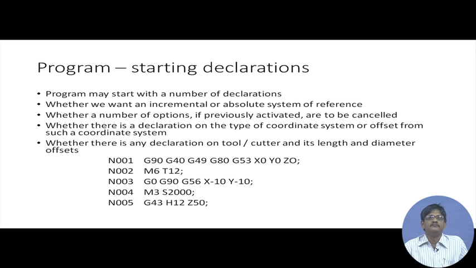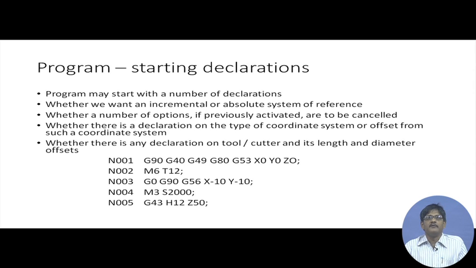G53 is a coordinate system option command, that is, you are asking for a definite coordinate system. That means you might be opting for work coordinate system declaration, you might be opting for some coordinate system which is offset from the machine coordinate system, etc. X0, Y0, Z0 gives us the particular values connected with such a coordinate system which you want to declare.